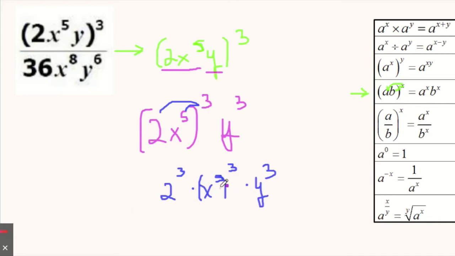Now we have here x to the 5th power to the 3rd power, and our rule right here says that we can just multiply those two exponents and keep the base number. So when we do that, we keep the base number, which in this case is x, and we multiply 5 and 3, which gives us 15. And then we can just carry the rest down.